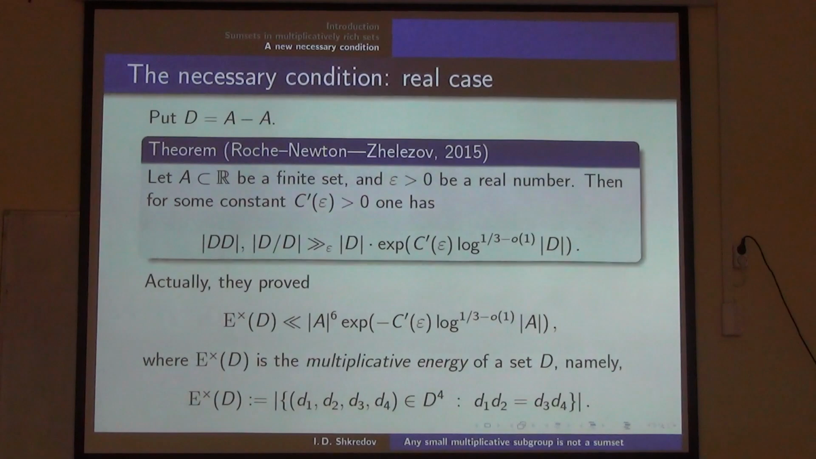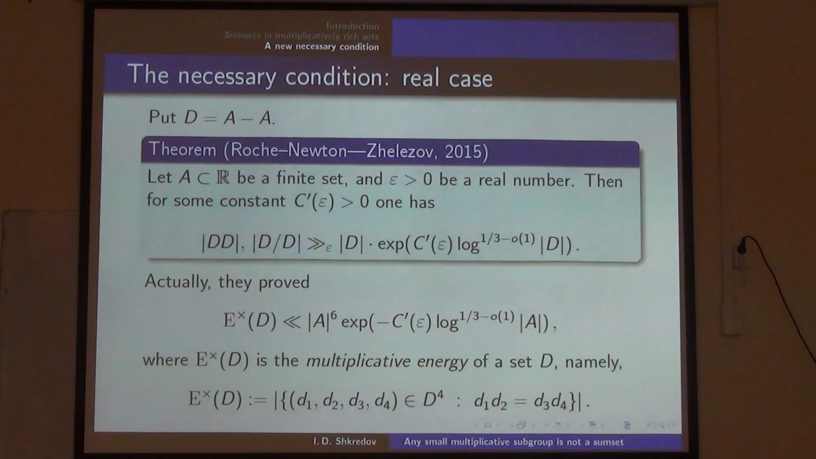The story began from a very interesting result of Roche-Newton and Zhelezov, who obtained the following theorem. A is a subset of the real numbers, and let us form A minus A. So D equals A minus A. Then the product of D and the ratio of D grows by this small power. Moreover, they proved that the multiplicative energy of any difference set can be estimated non-trivially. Multiplicative energy is the number of solutions of this equation. So in the real setting, difference sets are growing a little bit.